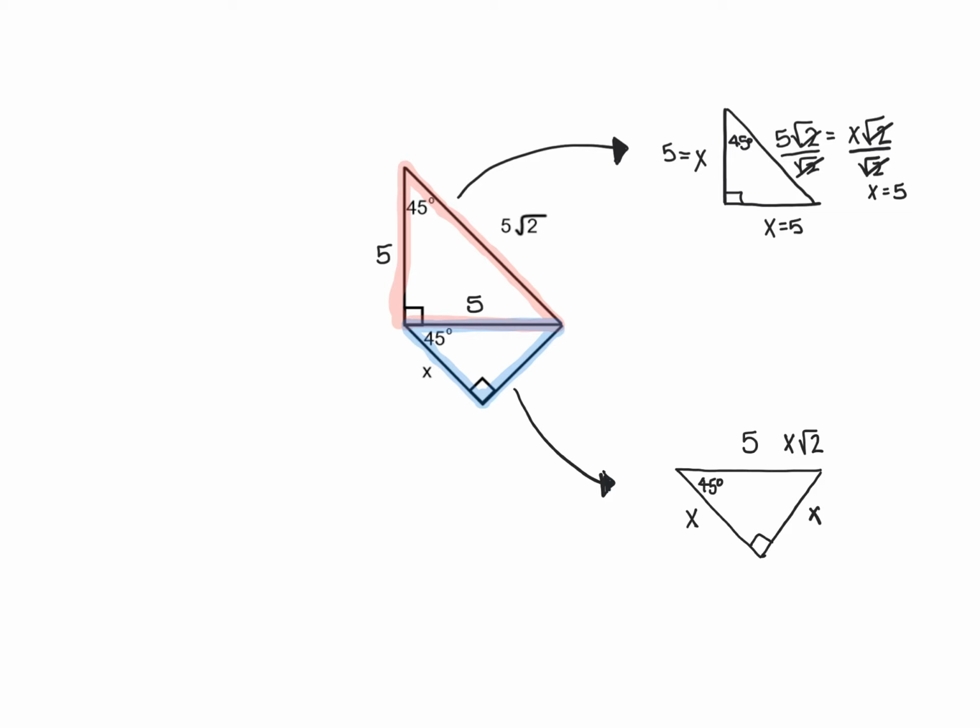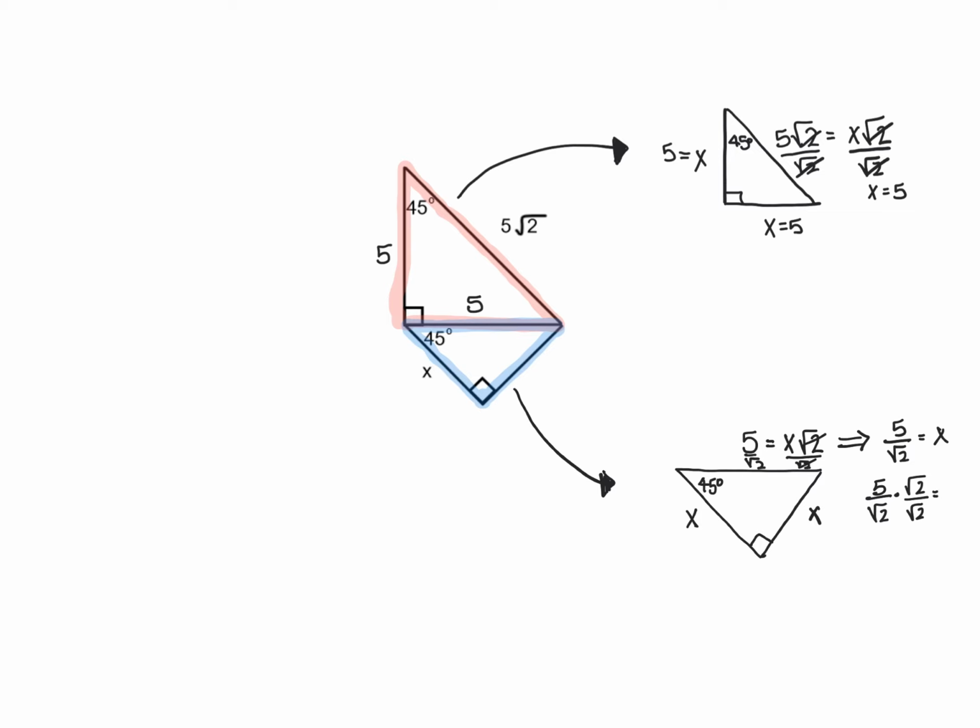Since I have two labels on the same side, I set those equal, and then I'm going to start solving. When I solve this one, I'm going to have to divide both sides by square root of 2. And so I'm going to get 5 over square root of 2 equals x. We can't leave the square root on the bottom, so to solve that, I'm going to have to rationalize the denominator, which we do by multiplying by square root of 2 over square root of 2.